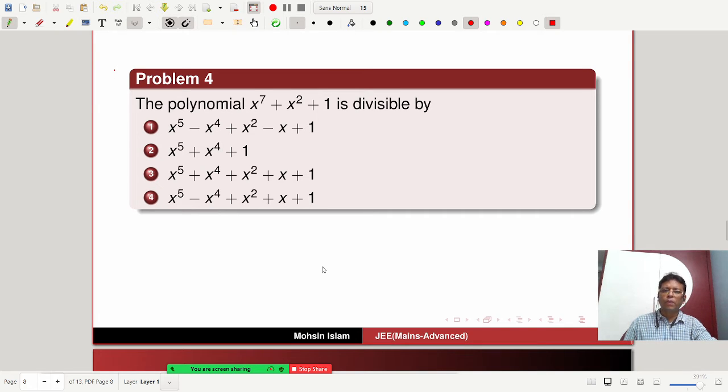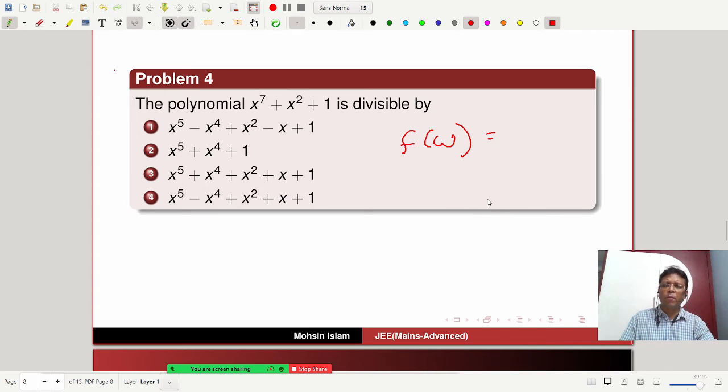Problem number 4: the polynomial x to the power 7 plus x squared plus 1 is divisible by which one of the polynomials? All are fifth degree polynomials. You have to choose the options. Now before that, this is a little bit tricky problem. First of all, x to the power 7 is a 7 degree equation, it must have one real root. Let us test what is your f(omega). Omega is the imaginary cube root of unity. Let us test for that.